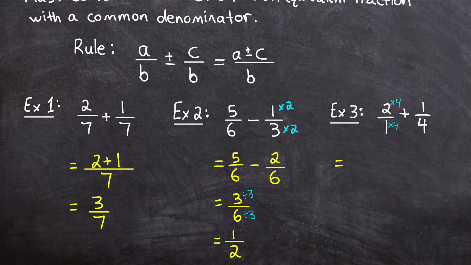And then this would equal, I have 2 times 4, which is 8, over 1 times 4, which is 4, plus 1 over 4. Now that I have a common denominator, I can get my answer just by adding the numerators. 8 plus 1 is 9, and putting that over my common denominator of 4. And that fraction doesn't reduce, so that's my final answer.